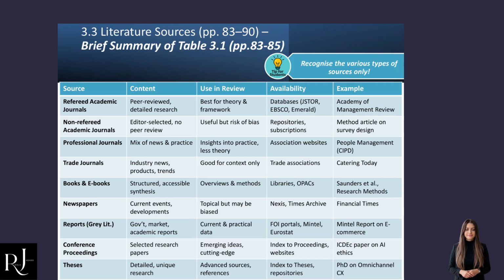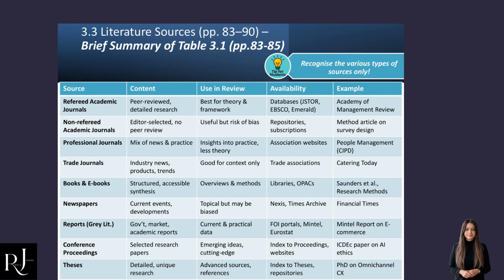Theses offer unique advanced research. For example, a doctoral thesis on environmental science might present original findings from a long-term research project, exploring new solutions to environmental problems. Remember to recognize the various types of sources and their specific values. You can use databases like JSTOR, EBSCO, or Emerald to locate high-quality, peer-reviewed content for your research. These databases house a vast collection of academic and professional materials, making it easier for you to find the information you need.